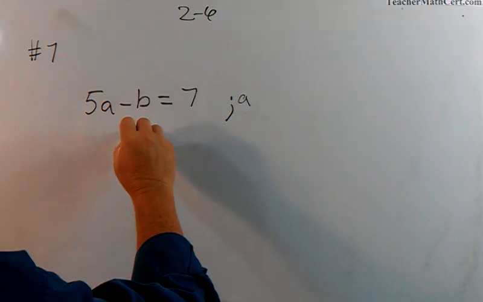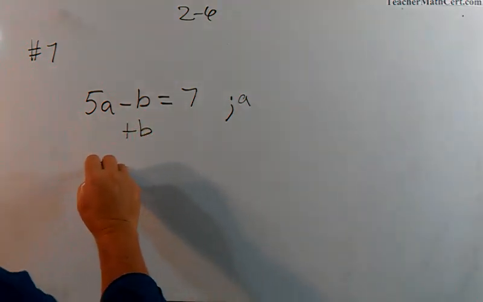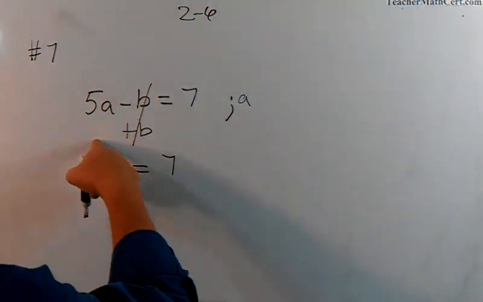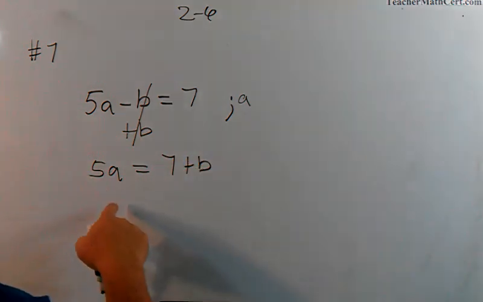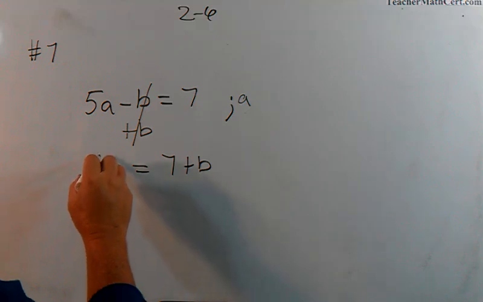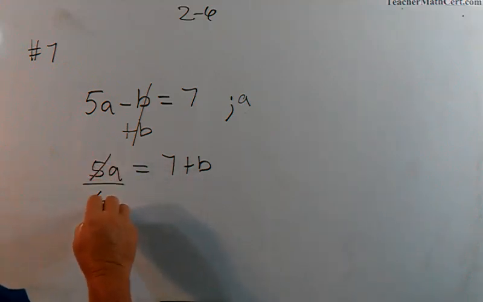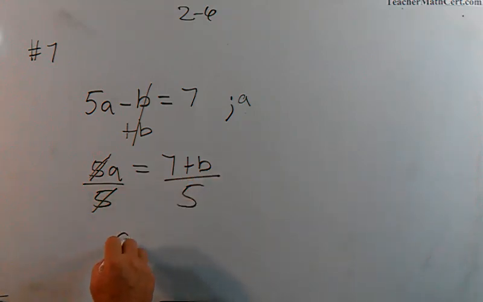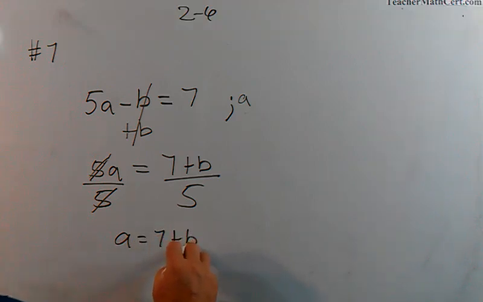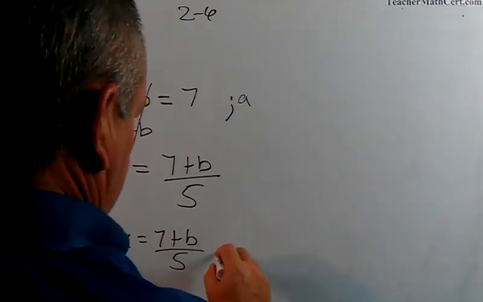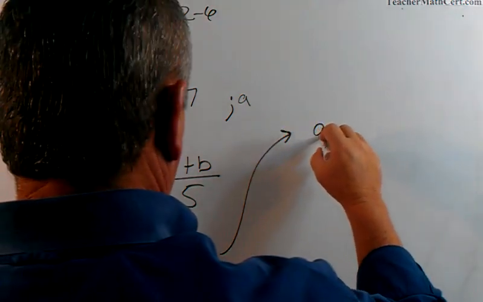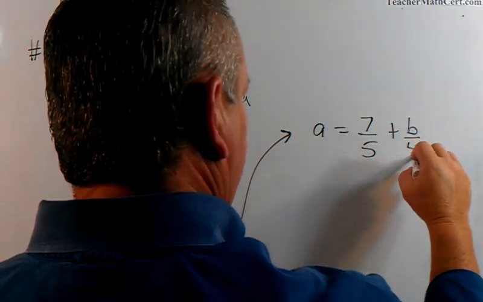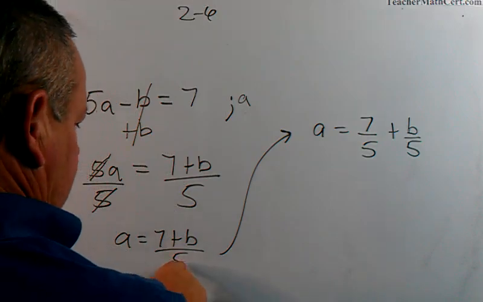What do we do? Add b to both sides, right? So we got 5a, b's go out. That's 7. We added b to the left side, so we add b to the right side. Solving for a, want to get rid of that 5, so how do we do it? We divide. Doing the same thing here. A is equal to 7 plus b over 5, and as I stated before, this can be rewritten as a equals 7 over 5 plus b over 5. Can't reduce this at all, right? So that's your answer, either this way or this way.